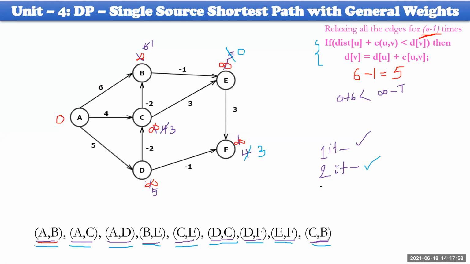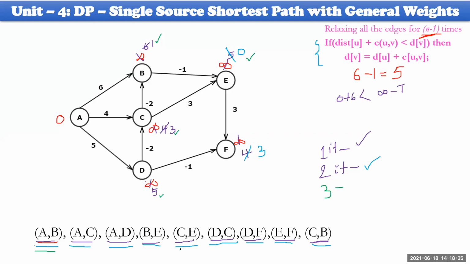So third iteration, iteration number 3 will be taken. Again, we take all these edges and perform this here. Distance of A to B, 0 plus 6 is less than 1, false. So 1 is as it is, no change at all. A to C, 0 plus 4 is less than 3, false, so it is also as it is. A to D, 0 plus 5 is 5, 5 less than 5 is also as it is. B to E, 1 minus 1 is 0, 0 less than 0, so there is no change at all.